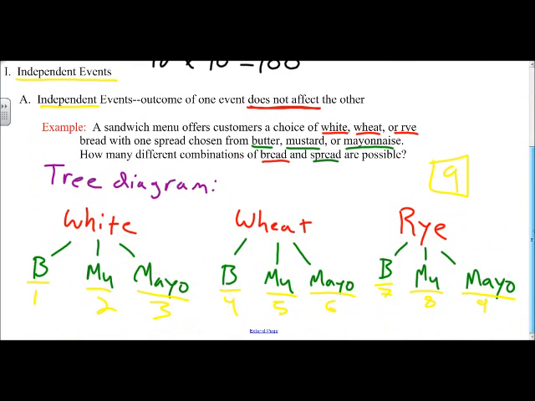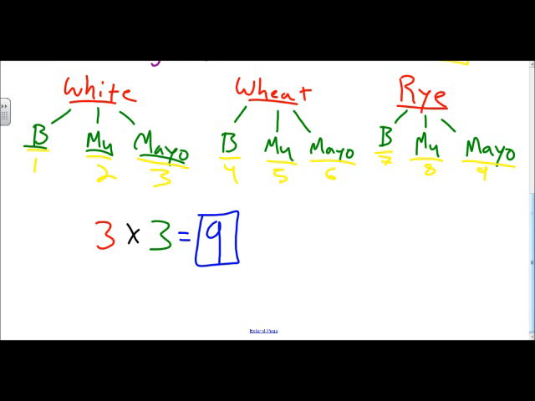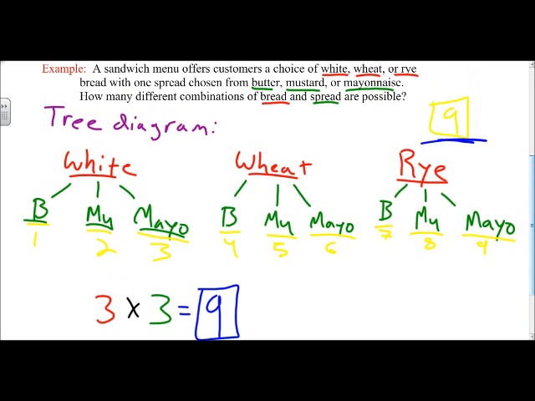So let's check our other ones to see if the fundamental counting principle holds. If we look at how many bread choices we had possible, white, wheat, or rye, there were 3. And how many spread choices do we have? Butter, mustard, or mayo? There are also 3. 3 times 3 then is 9 possible solutions. And we said, 9. So we got exactly the same whether we looked at a tree diagram or whether we used the fundamental counting principle.